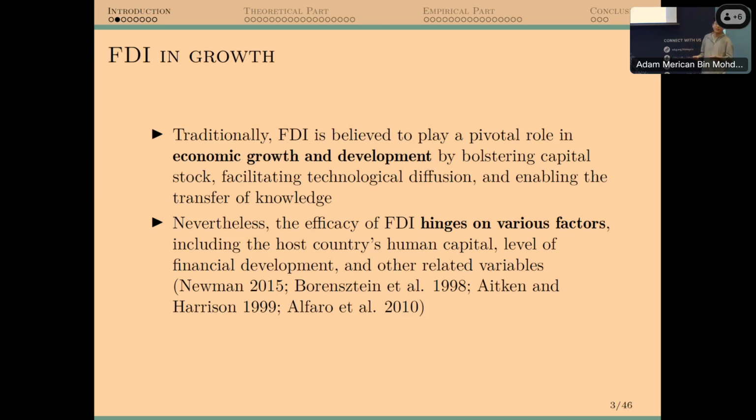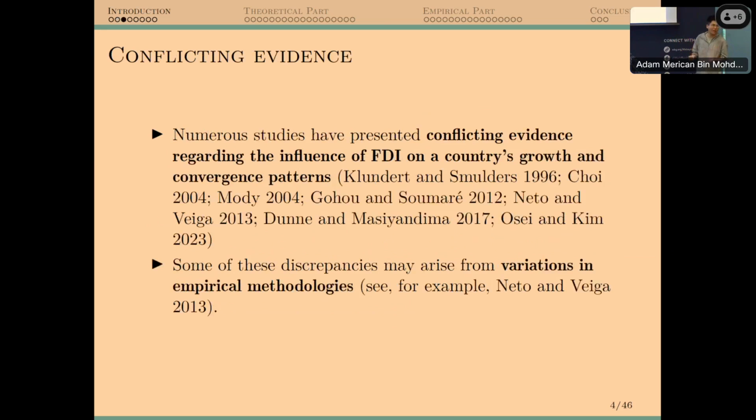So we find conflicting evidence in terms of whether FDI can promote economic convergence. As you can see from the literature, we find conflicting evidence. And based on the paper written by Nito and Vega in 2013, we can say that this conflicting evidence mainly comes from the empirical methodologies used in the literature.